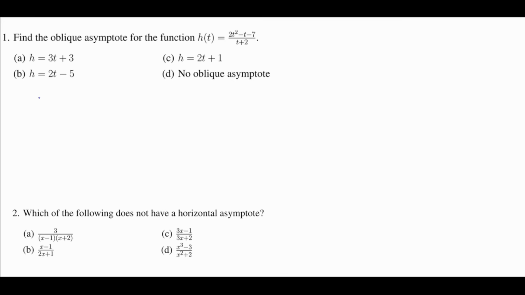Now, when we say an oblique asymptote, we are saying that for a rational function to have an oblique asymptote, the degree of the numerator should be greater than the degree of the denominator by exactly 1. So what we want to say is that to be able to find the oblique asymptote, the degree of the numerator should be greater than the degree of the denominator by 1.